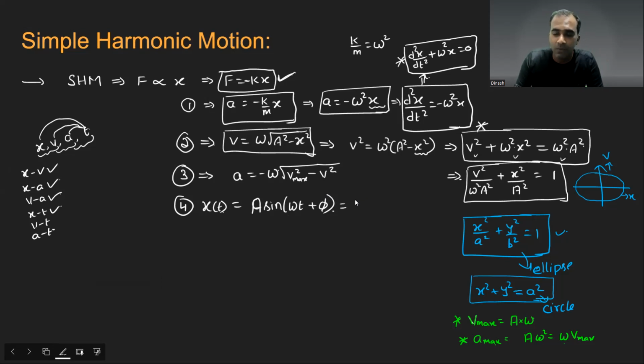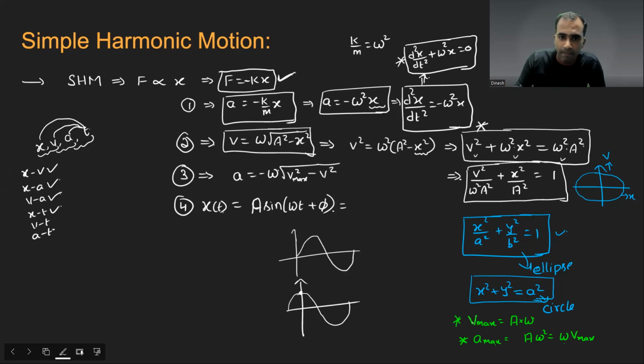Cos, if you shift it towards the right side, remember, cos is going to look like this. Maximum at 0, cos 0 is 1, right? And sine is going to look like this. It starts from 0. This is sine theta. This is cos theta as a function of theta. This is how they look.